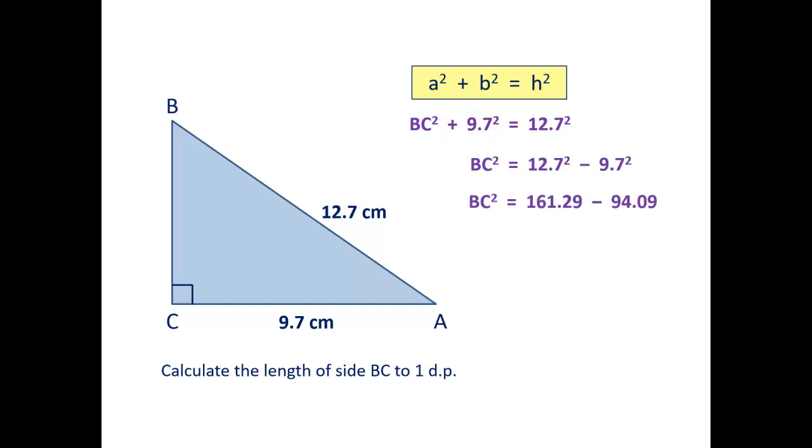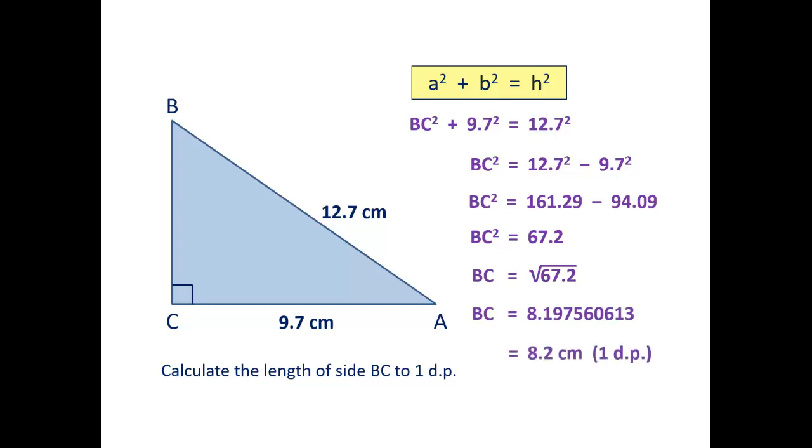Now we could work them out like that, or you could just go to the calculator and do 12.7 squared minus 9.7 squared equals, and you'd get 67.2. And now it's just the same as the previous video. We square root both sides, we get BC equals 8.19..., so to one decimal place, 8.2. Now remember, the hypotenuse is the longest side, so whenever we do a Pythagoras question, we should always check that the hypotenuse is the longest, and we can see it is. It's 12.7, and that is the longest one.